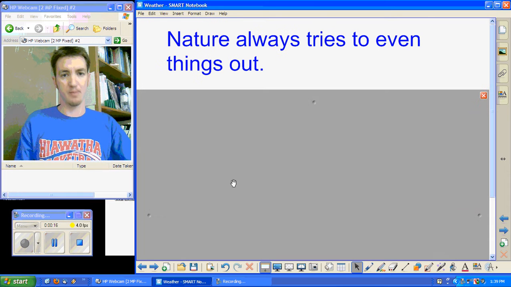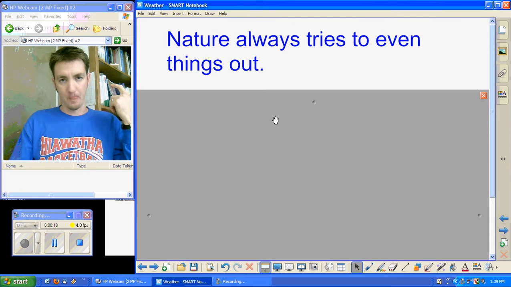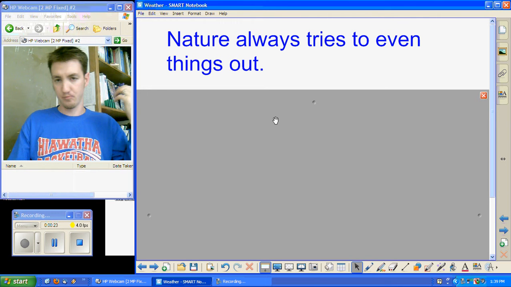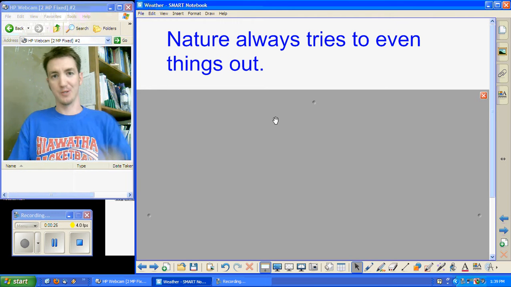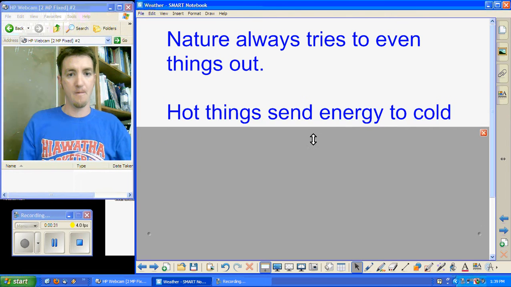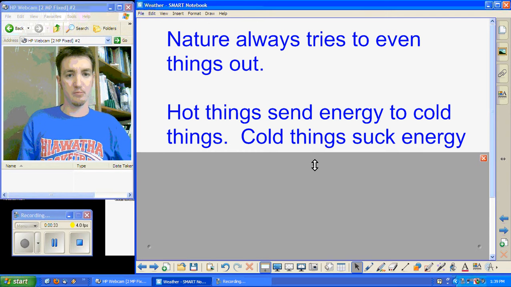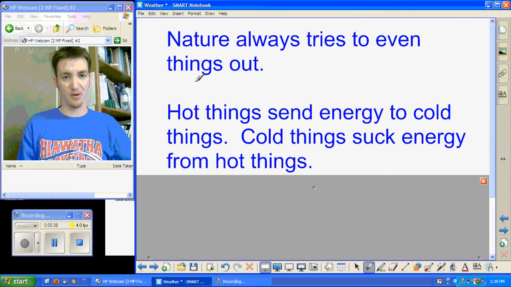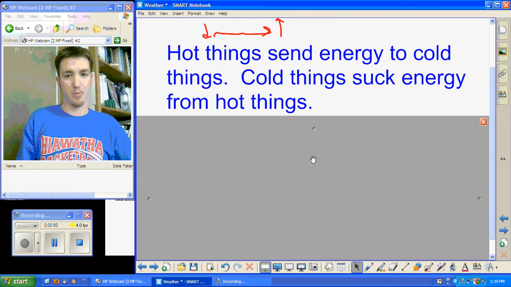So a couple things to keep in mind. Number one, nature will always try to even things out. So whether it's temperature or the fact that buildings are tall and the ground is low and nature tries to knock them down, nature always tries to even everything out. So if you have something that's hot and something that's cold, hot things will send their energy to cold things. That's evening it up, so it'll send it over there. Cold things will suck the energy from hot things. So as this temperature goes down, that temperature is going to go up. Nature evens it out.